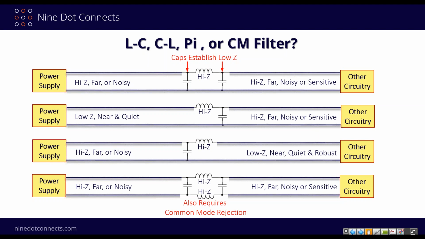Now, in the second line, you can see that if your power supply is low impedance and it's very nearby and it's very quiet, probably because it has capacitors right in its output stage, well, if the inductor's right there, you probably don't need to put another capacitor in there.